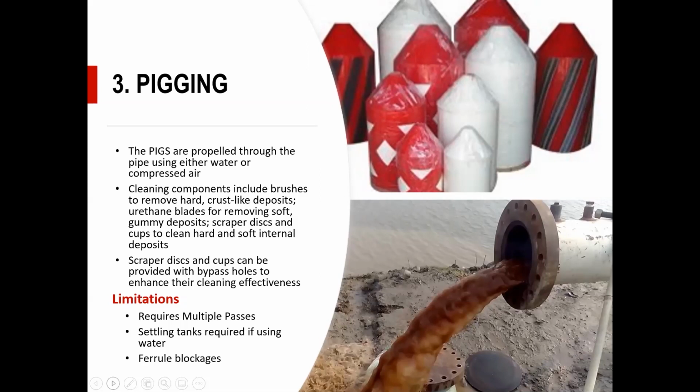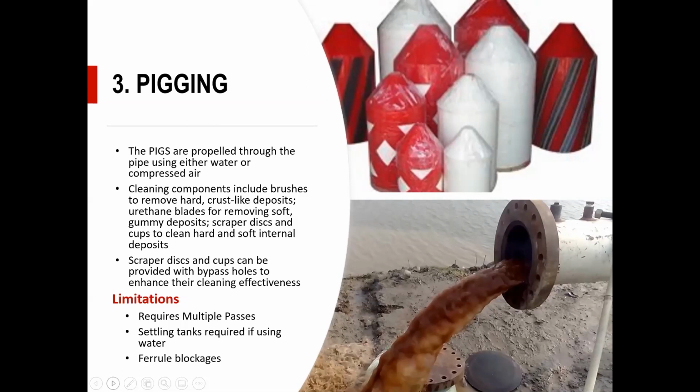You have a pressure drop over the pig, so the pressure behind the pig is greater than the pressure in front of the pig, and that's why it propels itself through the pipe. The pig will follow the route that the water is flowing. So I said that you can use compressed air as well.